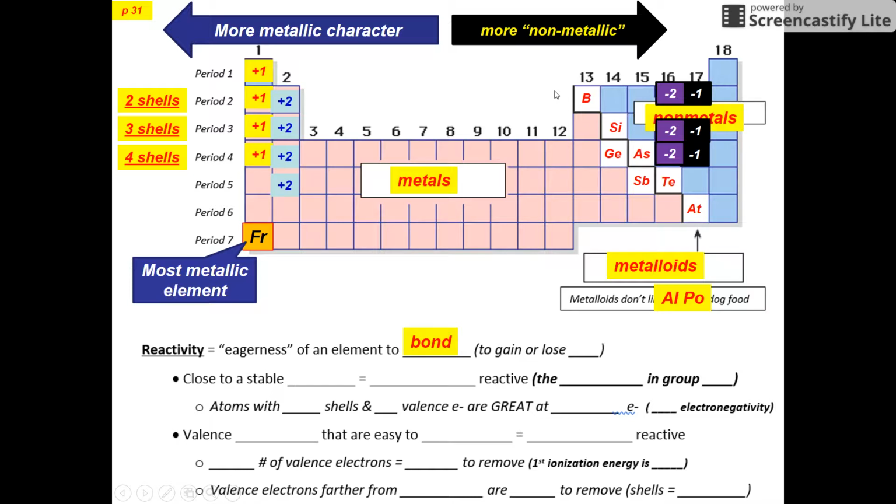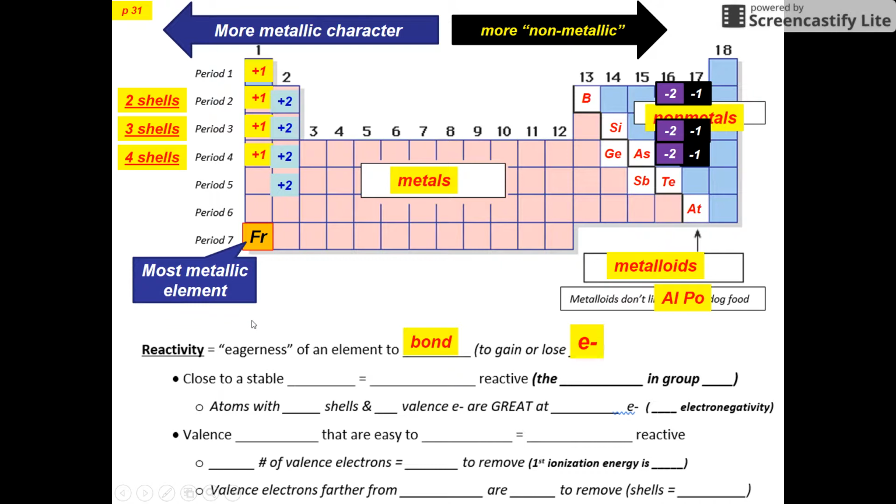Now, let's add a new idea here. What does reactivity mean? Well, you probably could guess that reactivity sort of means how much something reacts with other elements. That's essentially it. But to a chemist, what reactivity really means is the eagerness of an element to bond with other elements. And in order to do that, it has to gain or lose electrons. So really, reactivity is how eager an element is to either gain electrons or lose electrons. So let's look at different places on the periodic table.